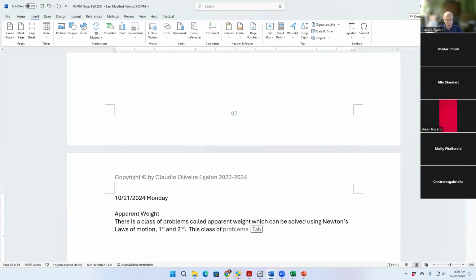This class of problems explains how astronauts experiment zero gravity while orbiting the Earth, and how fighter pilots experiment higher G levels while flying combat maneuvers.